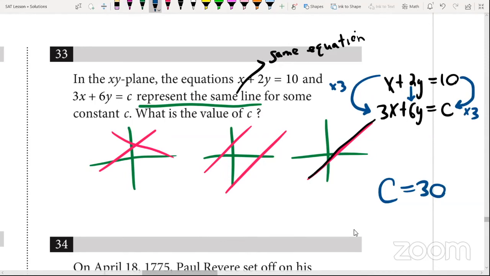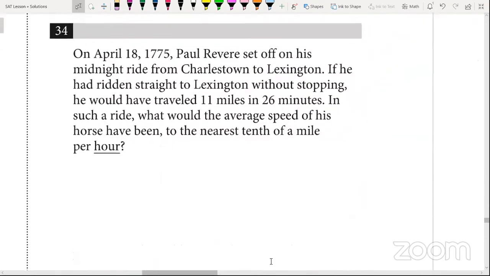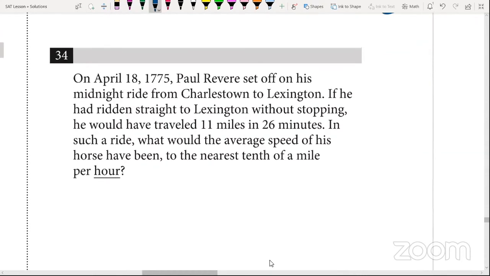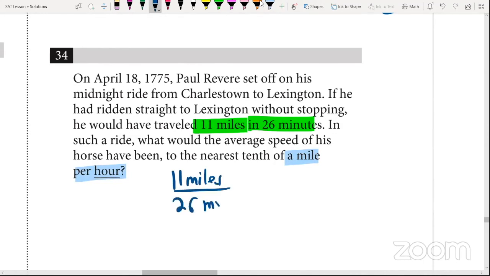Now we're going over to question 34. Okay, so here they said, going straight, he would have traveled 11 miles in 26 minutes. But they're asking us to convert it to miles per hour. So 11 miles in 26 minutes.